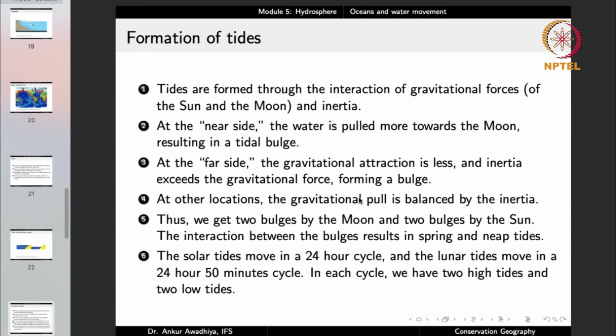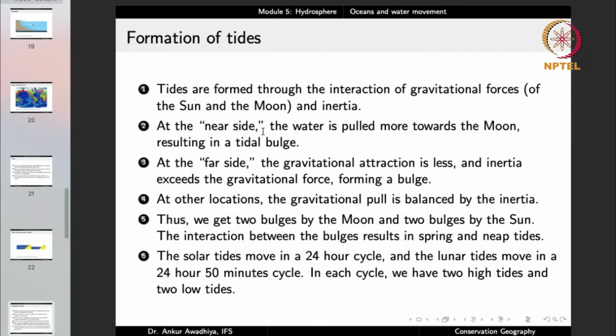How are tides formed? Tides are formed through the interaction of gravitational forces of the sun and the moon together with the inertia of water. So tides are occurring because the sun and the moon are attracting the water towards them. But water also has an inertia, it does not want to move because it has a mass. And so it will resist this attraction, and the interplay of both of these will result in the formation of a tide, a long period wave that will move across the oceans.